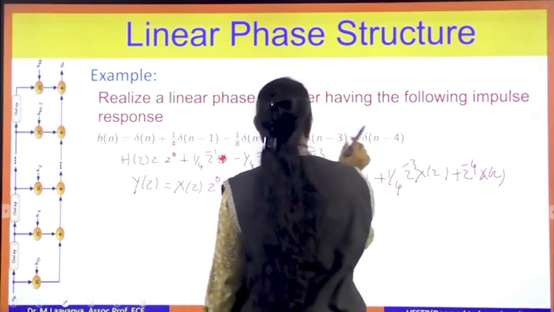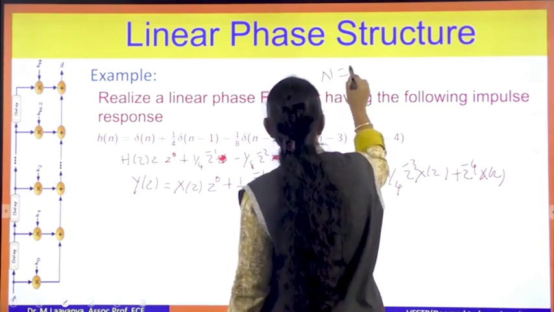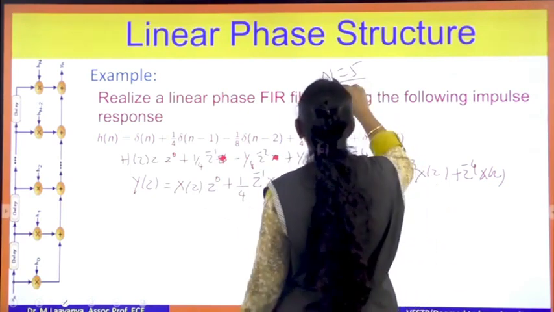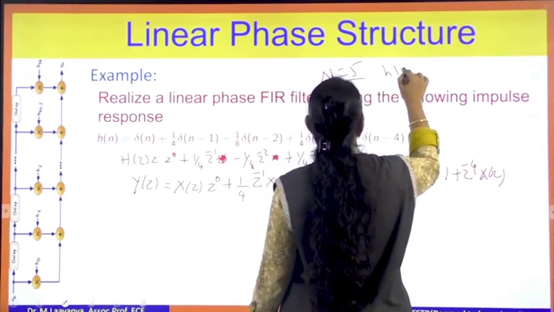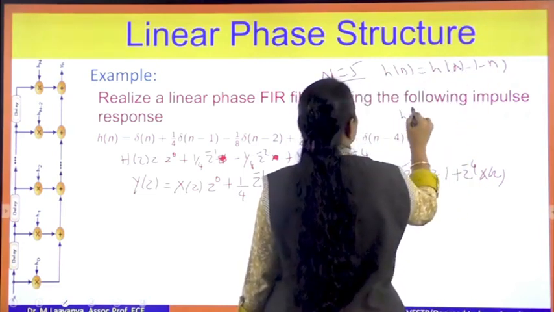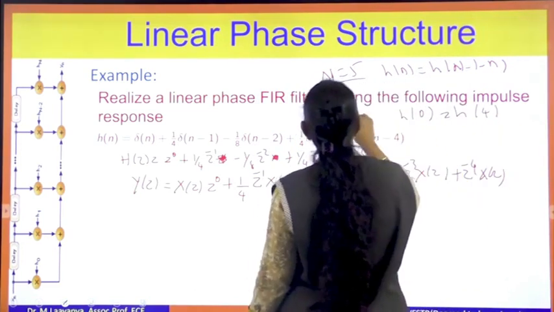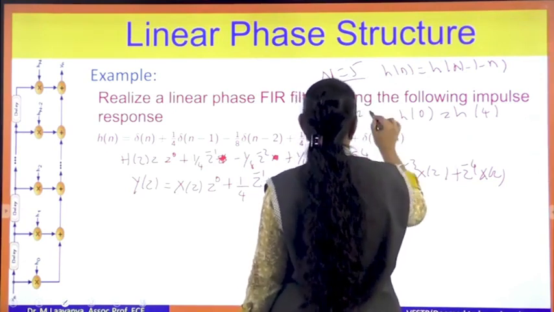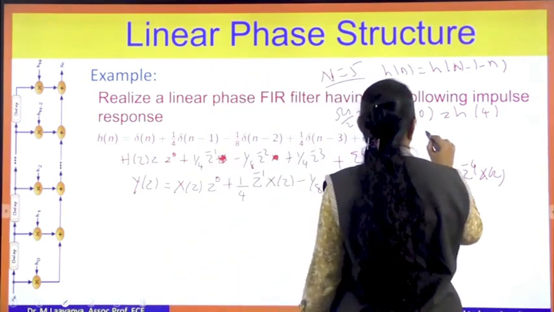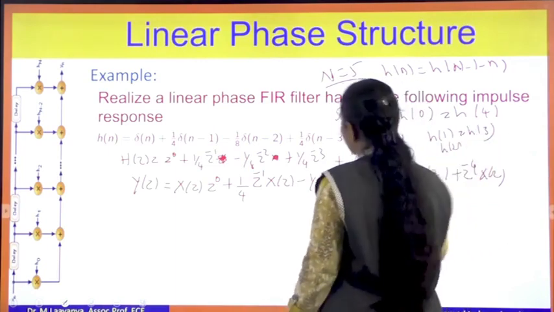Now let us identify how many numbers they have given. 1, 2, 3, 4, 5. Again it is odd, right? N is equal to 5, only 5. So it is odd. And my center of symmetry is, if I equate the 0th value and the n minus 1 by 4 will be equal. Since 5 minus 1 by 2, it is 2. Again the center of symmetry is 2 only, and I will have h of 1 equal to h of 3 and h of 2 is my center of symmetry.